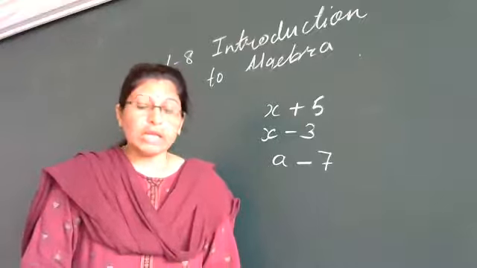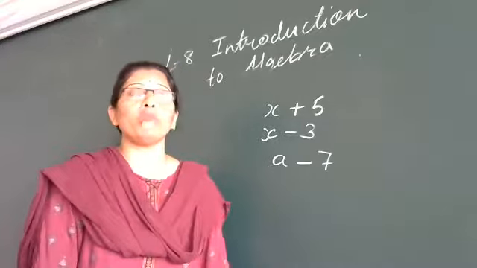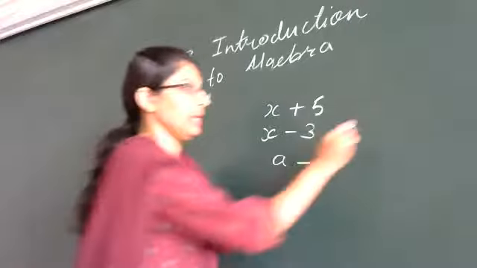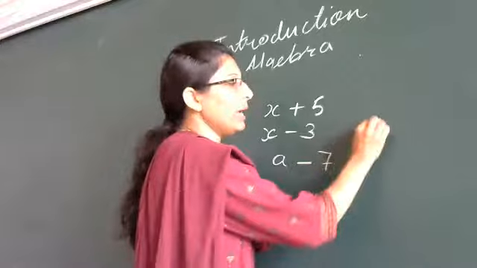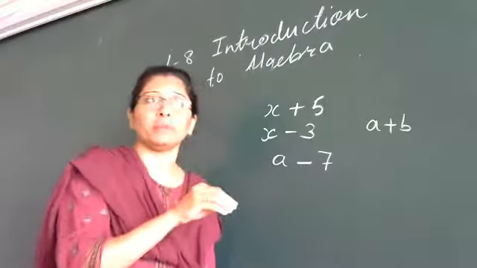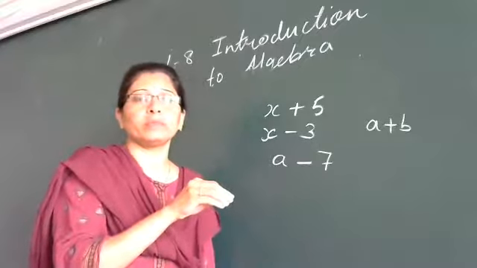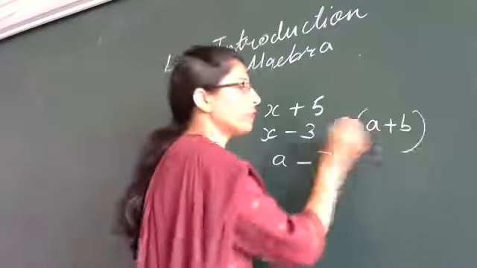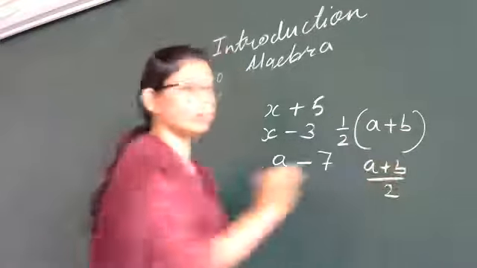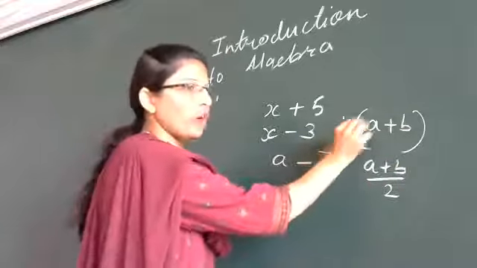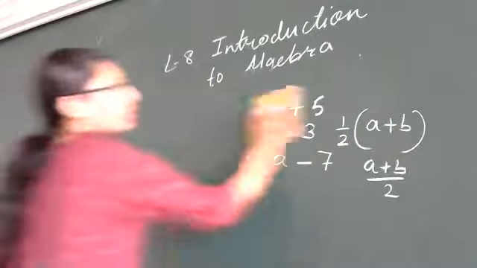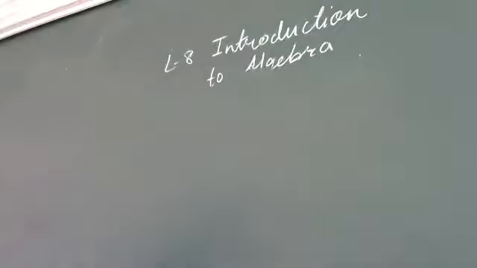Half of the sum of A and B. Sum of A and B is A plus B. Half of the sum of A and B, how can we write? Half of it we can write as A plus B by 2. Half of A plus B. I'm just telling you statements.